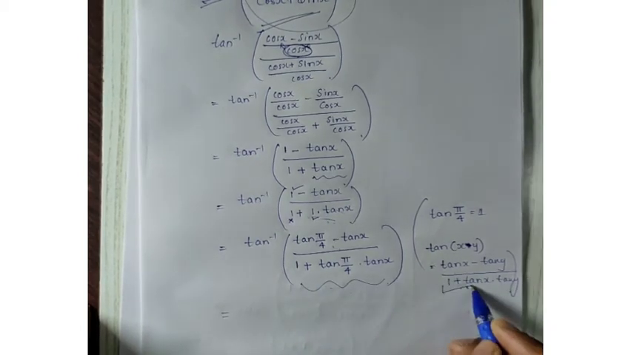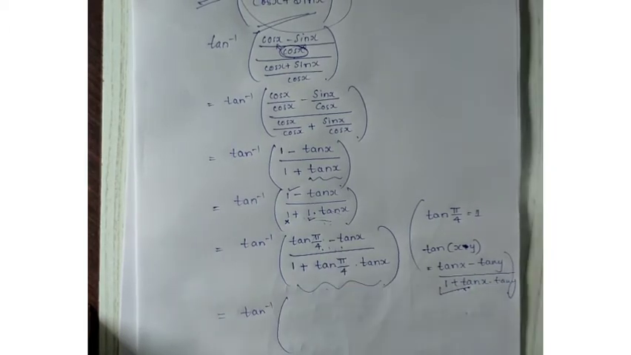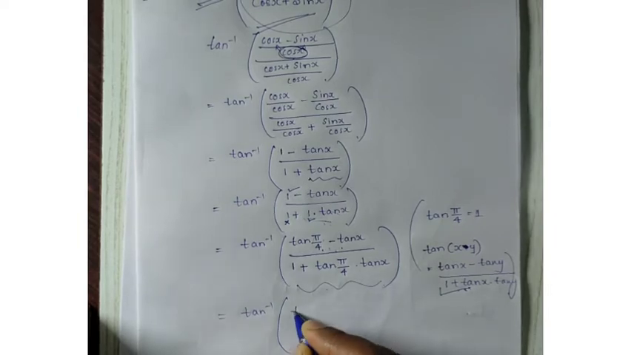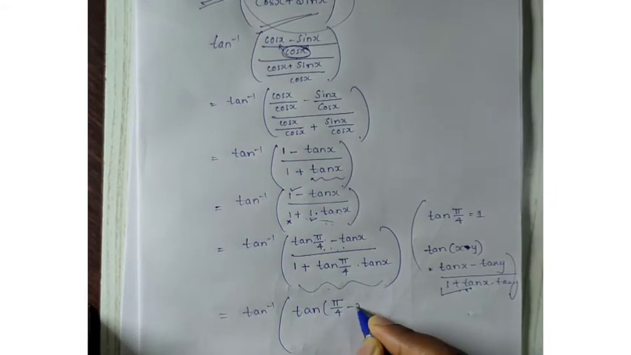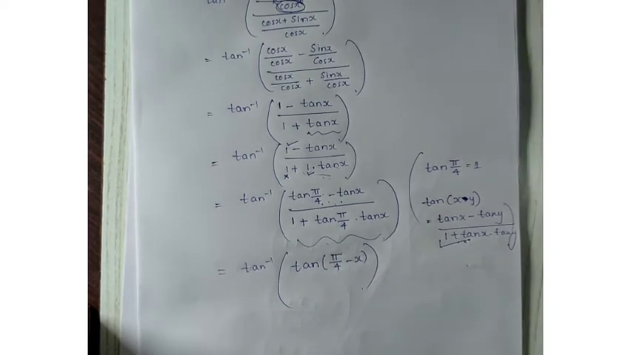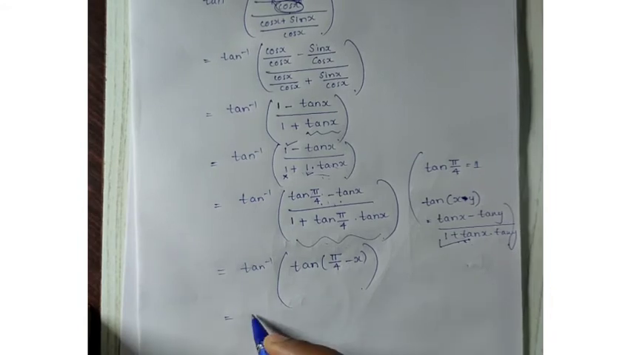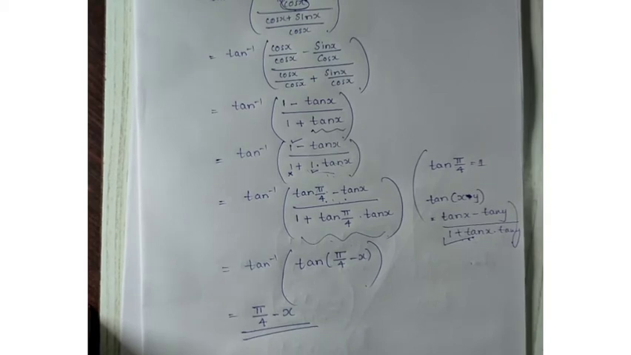So using this formula, you can write (tan pi by 4 minus tan x) by (1 plus tan pi by 4 into tan x) as tan(pi by 4 minus x). Fine. So you know that tan inverse and tan are inverse to one another. Therefore, you will be ending up with pi by 4 minus x. So this is the simplest form of tan inverse of (cos x minus sin x) by (cos x plus sin x).